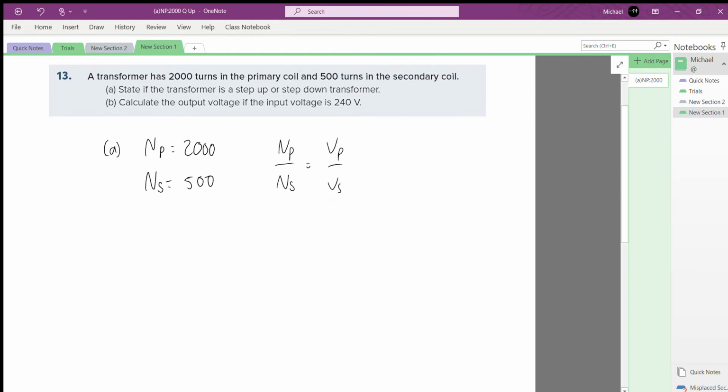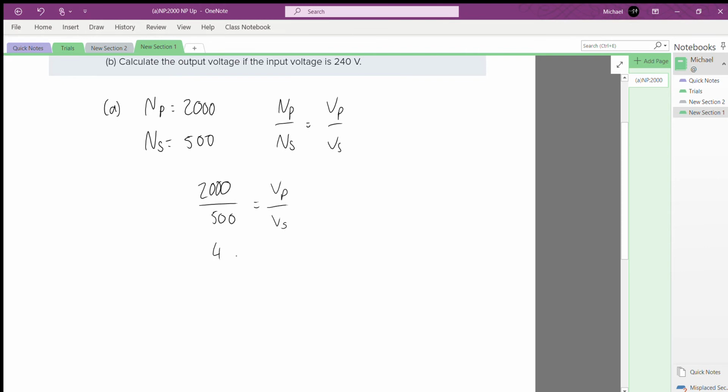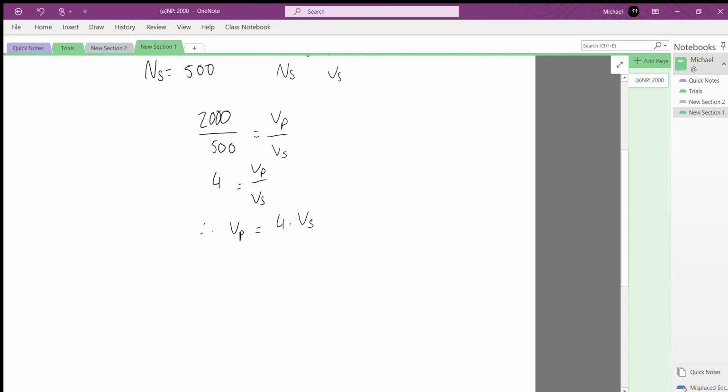So here we have that 2000 over 500 equals VP over VS. Therefore, we can work out just how much bigger the voltages are compared to each other. So 2000 divided by 500 is 4. So we have VP over VS. Therefore, the primary voltage is 4 times the secondary voltage.